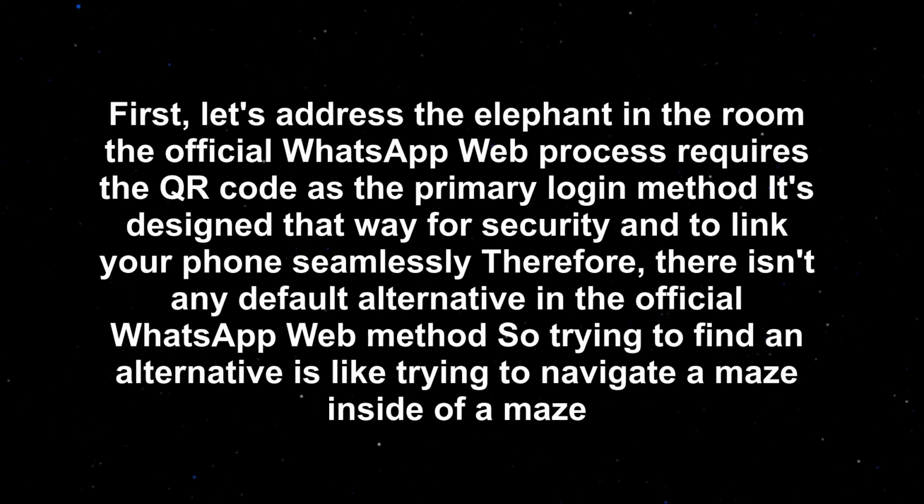First, let's address the elephant in the room. The official WhatsApp web process requires the QR code as the primary login method. It's designed that way for security and to link your phone seamlessly. Therefore, there isn't any default alternative in the official WhatsApp web method, so trying to find an alternative is like trying to navigate a maze inside of a maze.